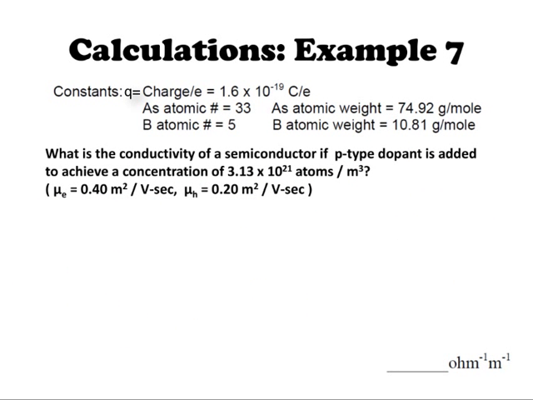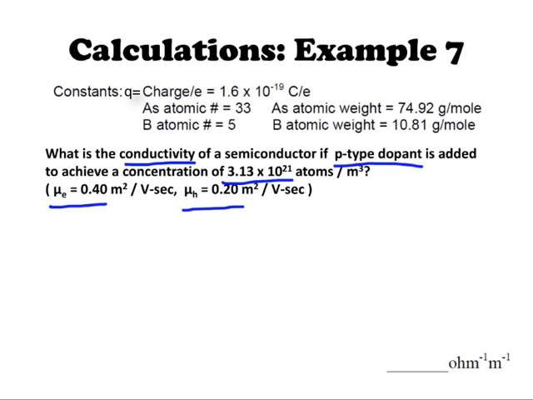Calculations example 7. What is the conductivity of a semiconductor if p-type dopant is added to achieve a concentration of 3.13 times 10 to the 21st atoms per meter cubed? We have a mobility of electrons of 0.4 and a mobility of holes of 0.2.